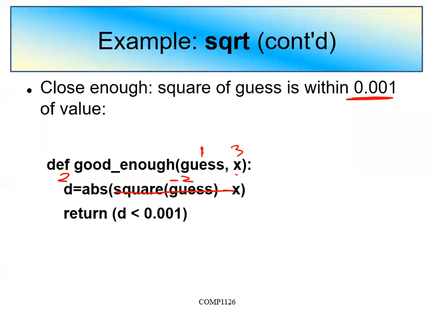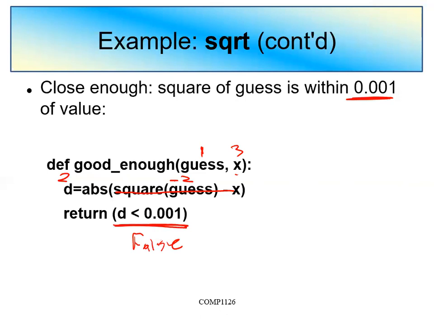Now this here is an expression. What does this expression say? What does that expression produce? It produces a Boolean. It produces either true or false. So in this case, D, is it less than 0.001? No, so therefore it will return false. So this expression produces false, and this function would return false when it's called with these values.